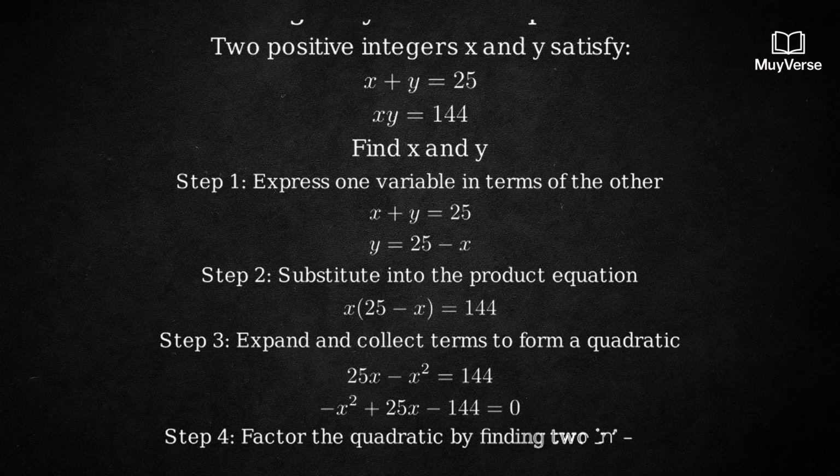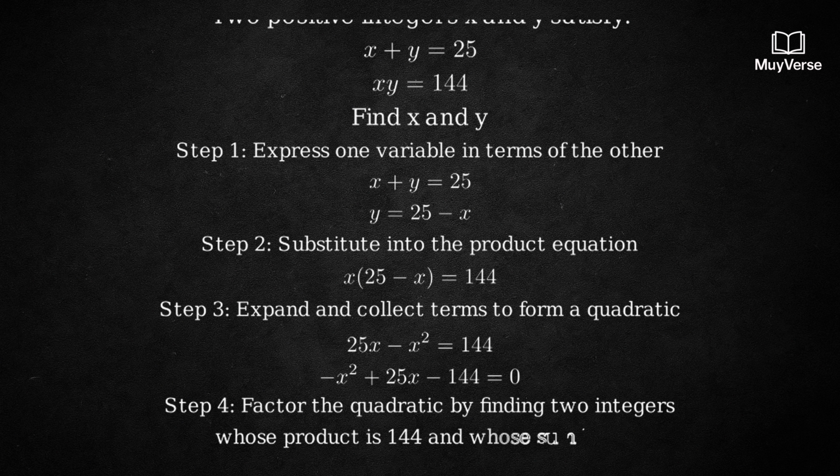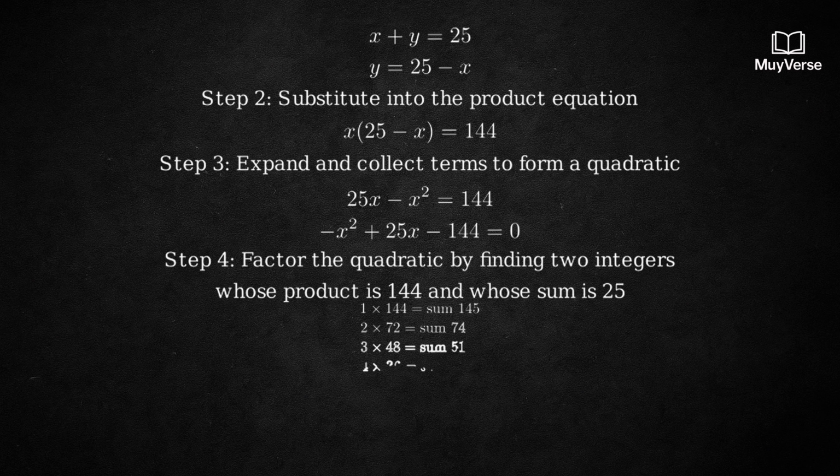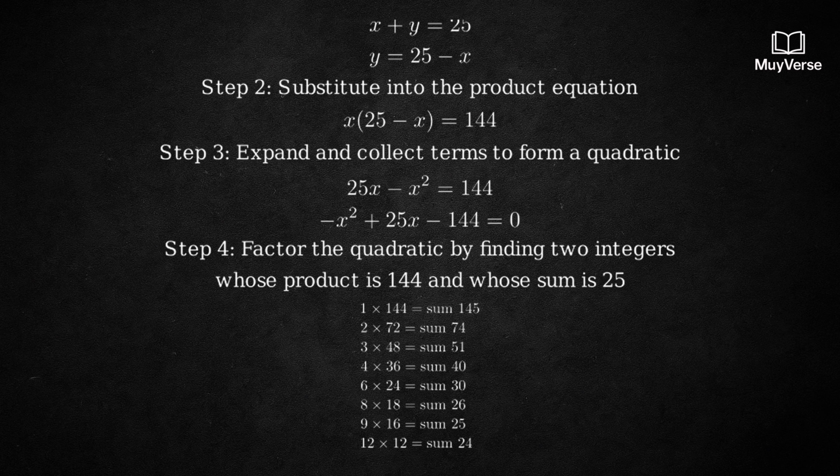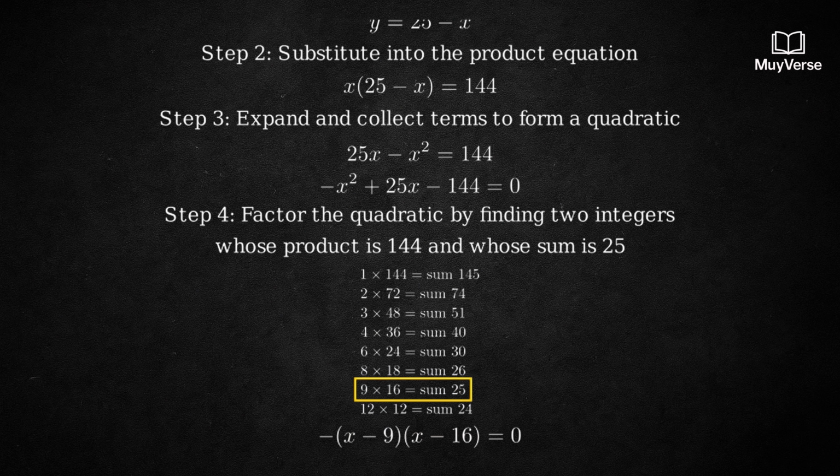Step 4. Now, we need to factor the quadratic. We're looking for two integers whose product is 144 and whose sum is 25. Let's list the factor pairs of 144 and find their sums. Notice that 9 times 16 equals 144 and 9 plus 16 equals 25. This pair works. So the factors are negative 9 and negative 16.